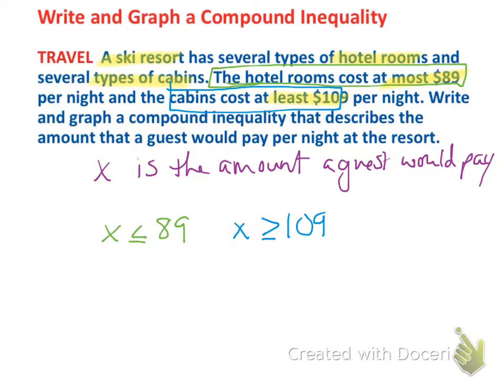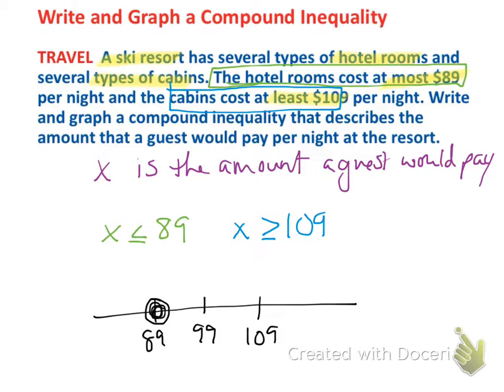So if I graph that, I'm not going to take the time to put everything in between here. We got 89, we could go 99, 109. So at 89, x is less than or equal to 89, closed circle, anything less. X is greater than or equal to 109, closed circle, anything bigger.